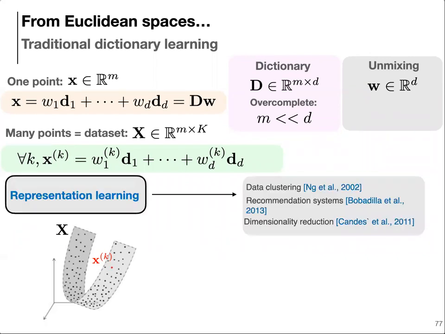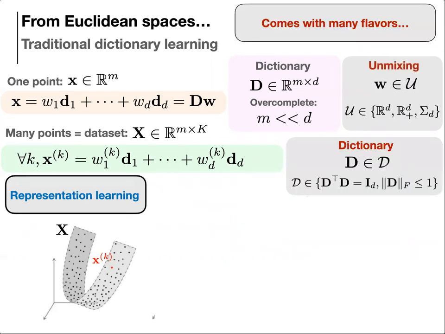So there are many variants of this problem. It's also called the linear representation learning problem, because you are just expressing the data sample x in another basis. And it's used a lot for dimensionality reduction, recommender systems, etc. And it comes in very different flavors.